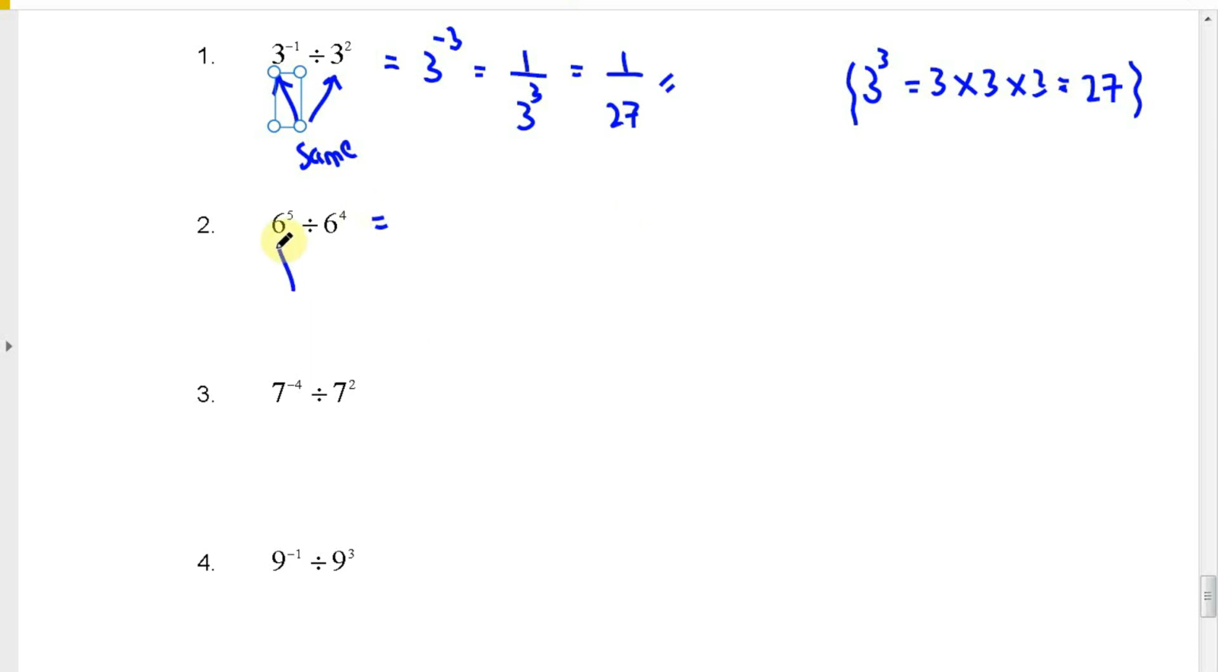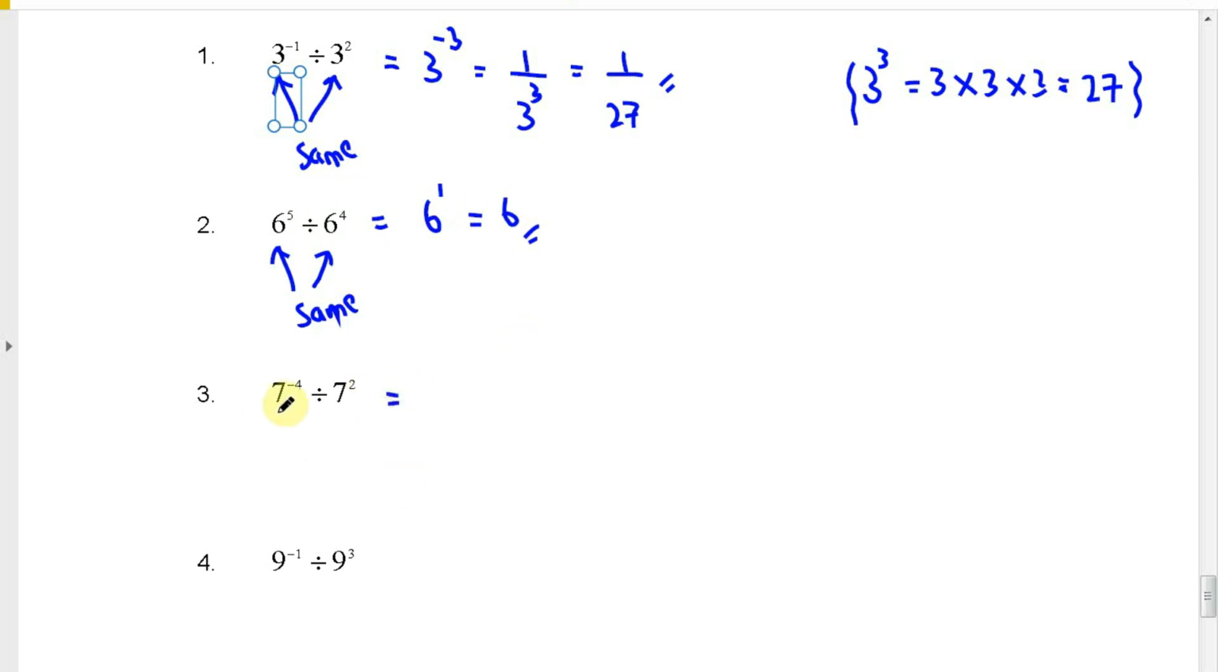Are the bases the same? So I've got a base of 6 on both terms. So bases are the same. So we'll have 6. We're dividing, subtract powers. 5 take away 4 is 1. 6 to the power 1, 6.